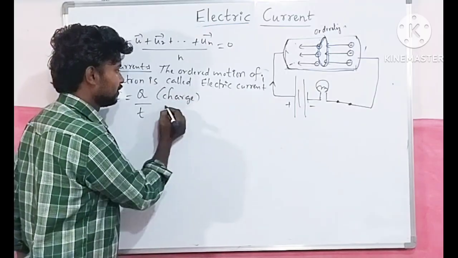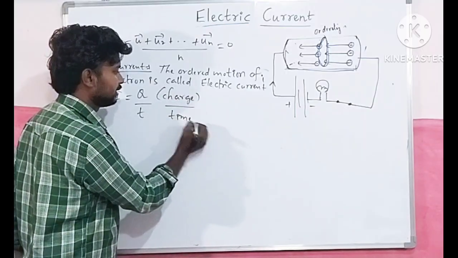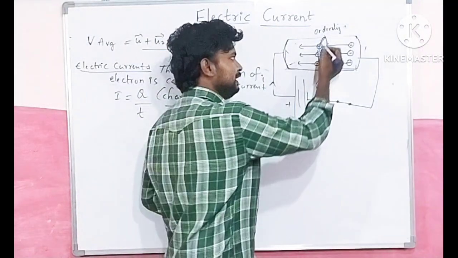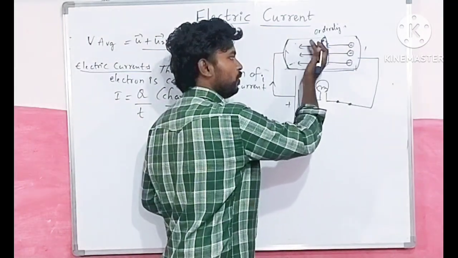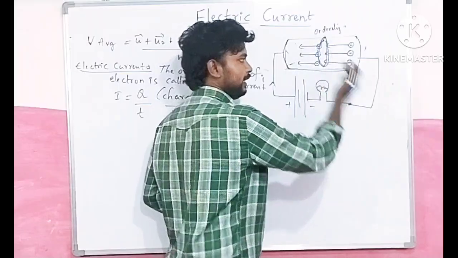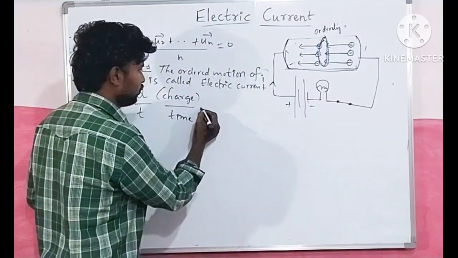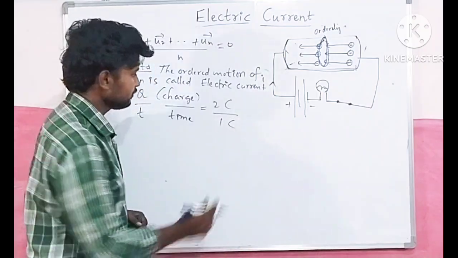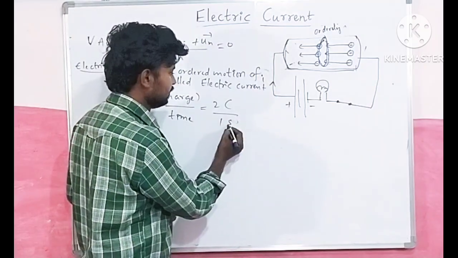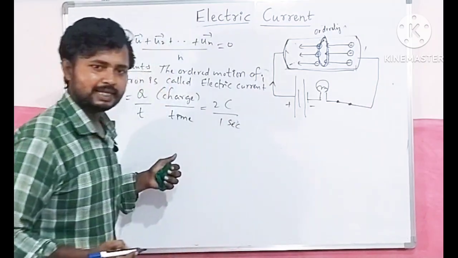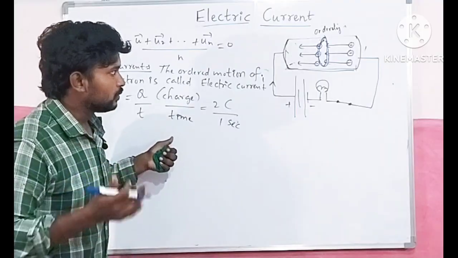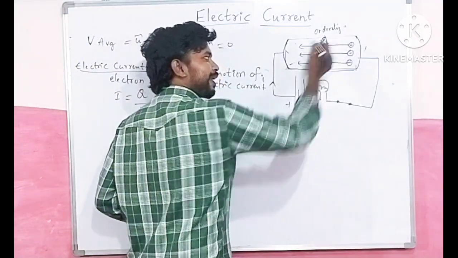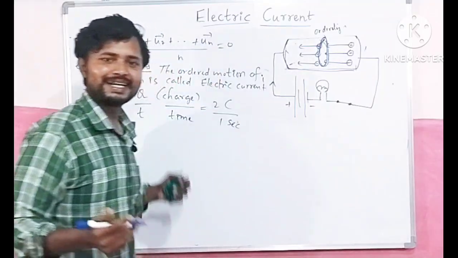So current I equals charge by time. In this cross section, for example, 2 coulombs of charge is passing in 1 second. Here the time is 1 second. So this is defined as a current. The 2 coulombs of charge passing through this cross section in 1 second is defined as a current.